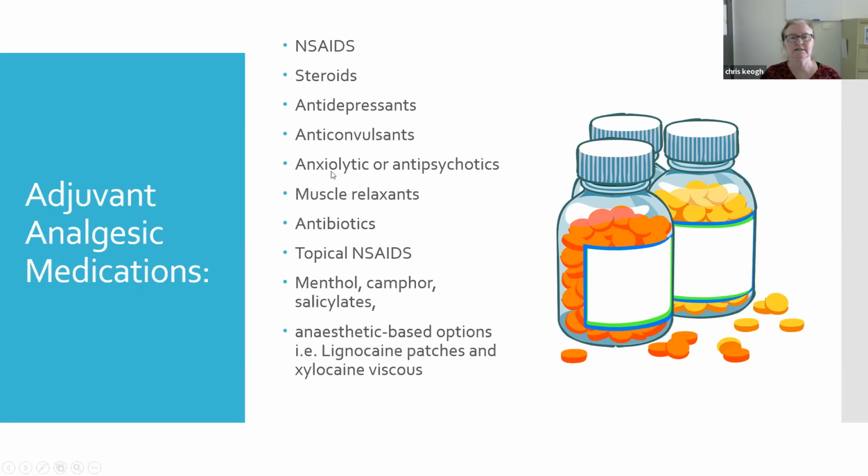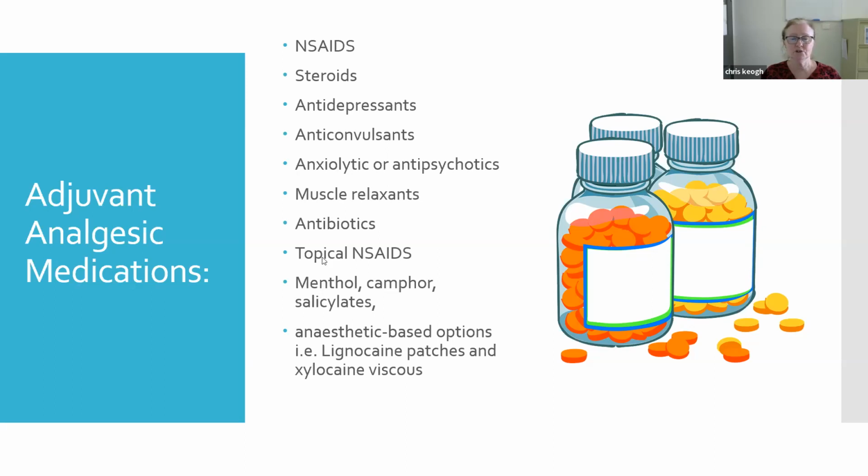Anxiolytics and antipsychotics, they are also used as an adjunct in palliative care and work quite well to lower some of the pain. Muscle relaxants, so some of the benzodiazepines such as diazepam, can be quite useful in relaxing muscles, and once we know that muscles are relaxed, they're less likely to be pulling on areas that will cause pain. Antibiotics we'd use if someone's got an infection. People sometimes with infections have quite a lot of pain associated with that, and antibiotics can work quite well there.